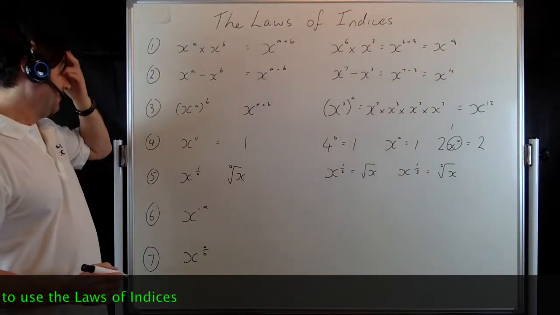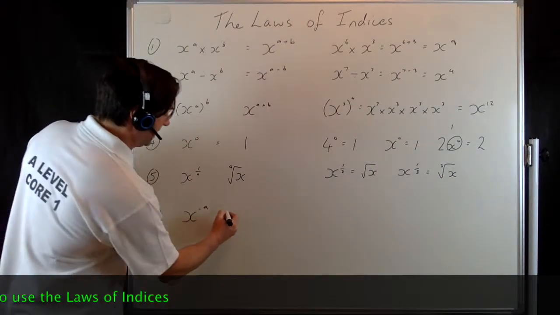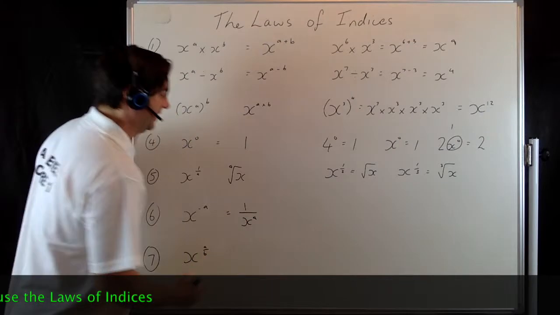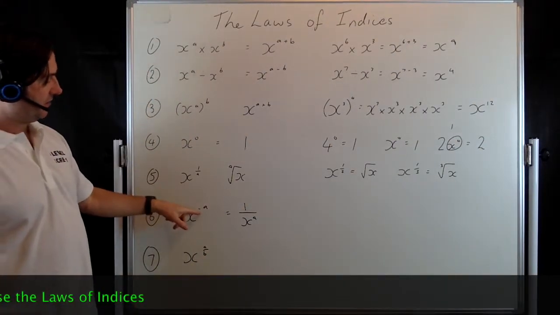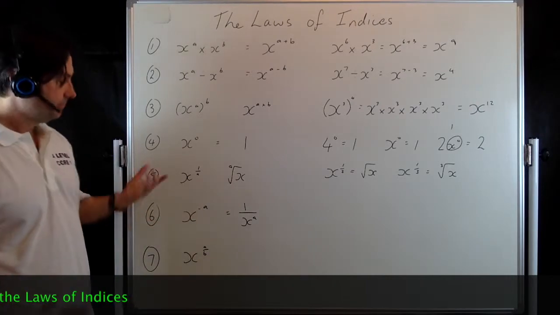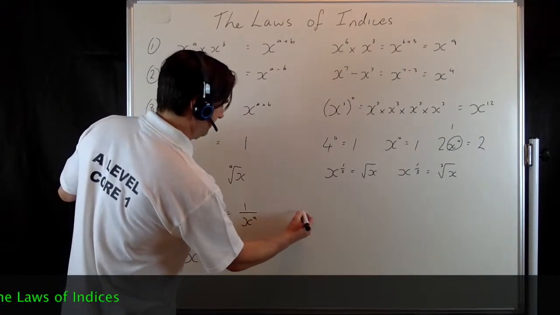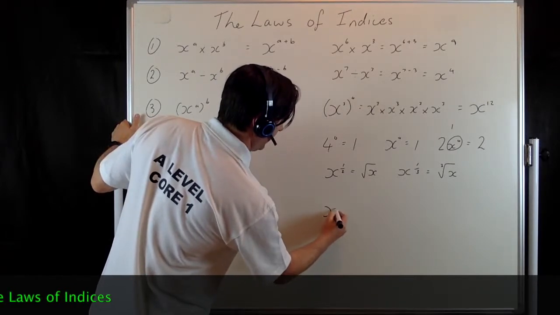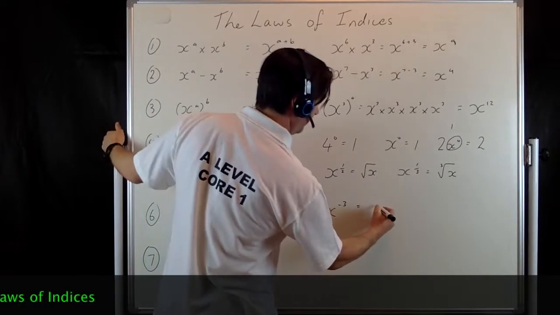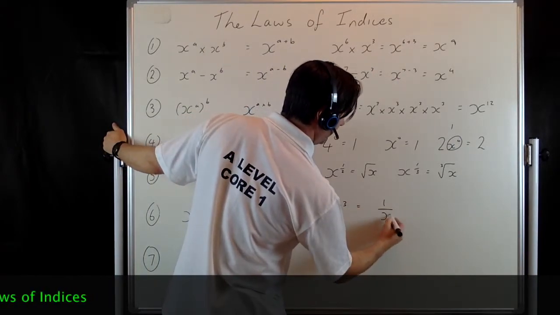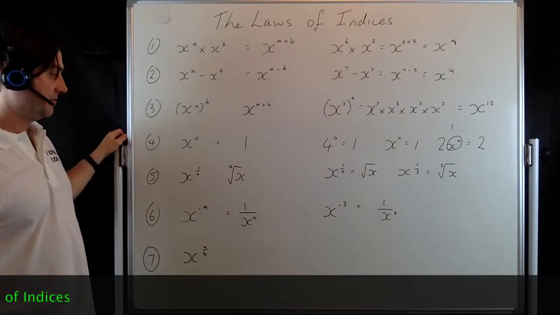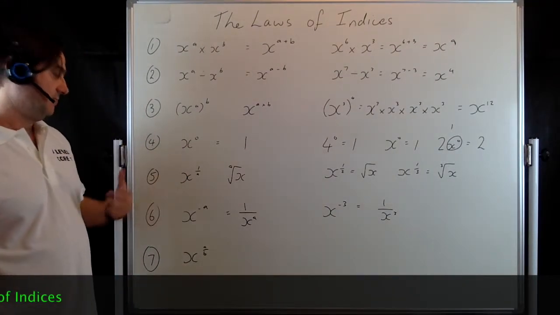X to the minus a, number 6. X to the minus a is exactly the same as 1 over x to the positive a. So if you see anything with a negative power, it puts it as a fraction with 1 on the top. So this is going to become, for example, let's say you had x to the minus 3, that's going to become 1 over x to the positive 3.